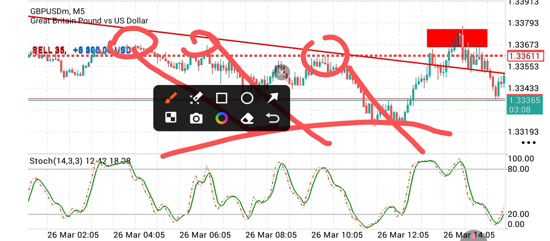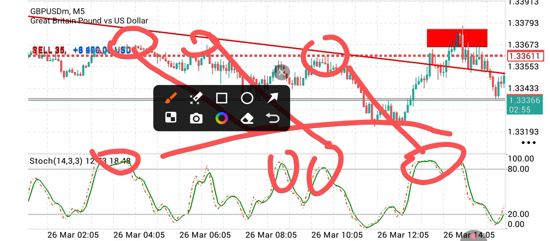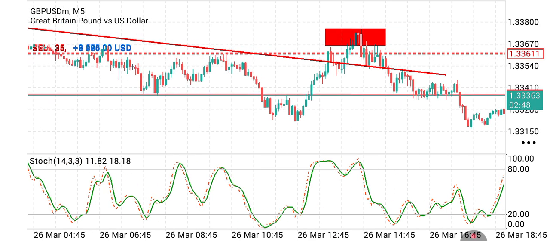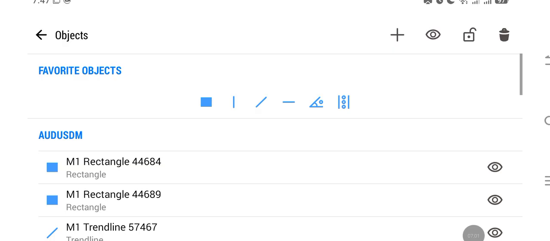Because the market is in a downtrend, every signal over here is valid. So you don't trade against the trend. Because of that, I draw a trend line over here. I drew a trend line before I enter, because that's how I do my trading.